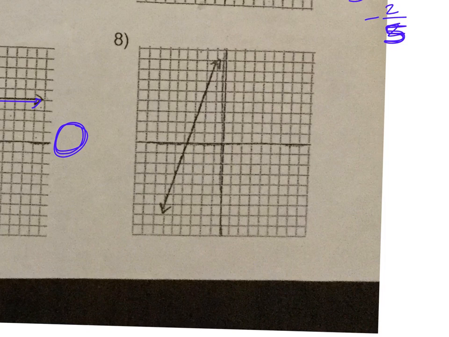All right, let's put some dots on this last line for this video. I'm going to put one here, looks right, and I'm going to put one right here. All right, I'm going to rise 1, 2, 3. I'm going to run 1. So 3 over 1.